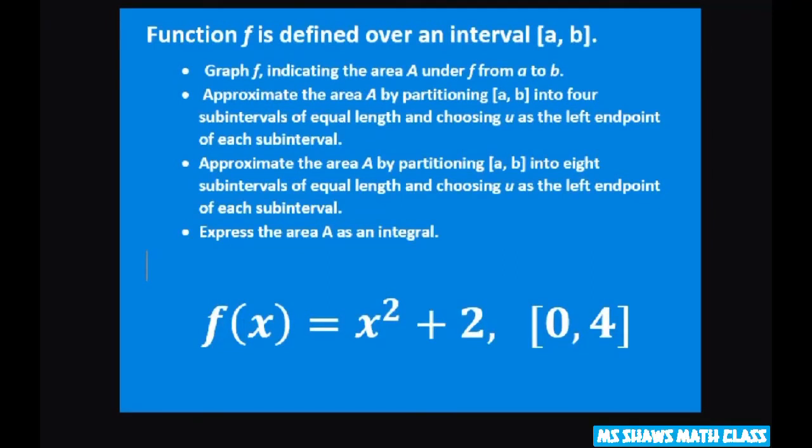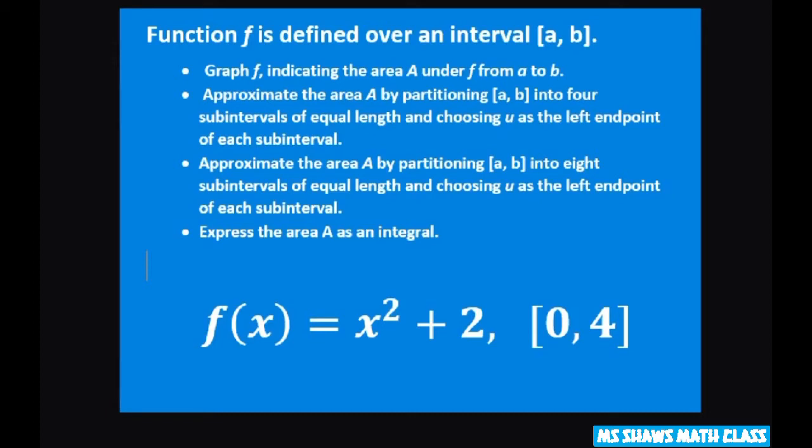Everyone. Function f is defined over an interval a, b. So that's x squared plus 2 from 0 to 4. We're going to approximate the area by partitioning 0 to 4 into 4 subintervals and also into 8 subintervals. And in both cases, we're going to use u as our left endpoint. We're going to express the area as an integral.